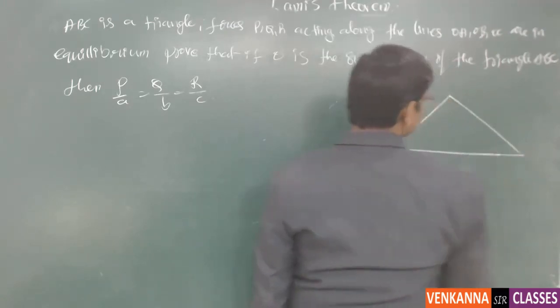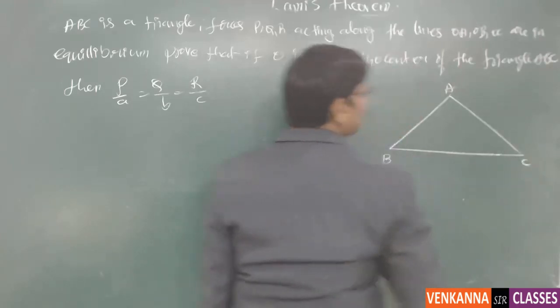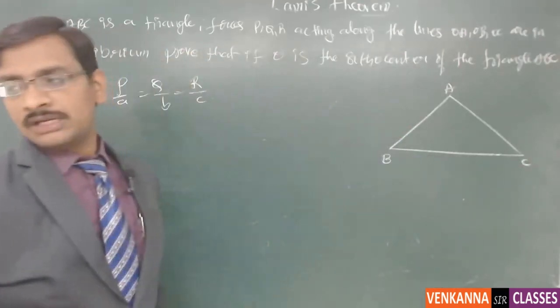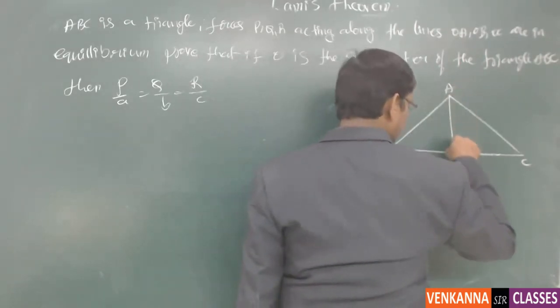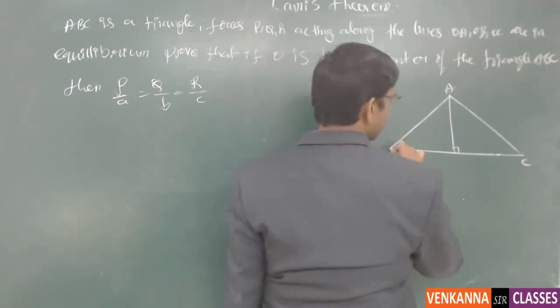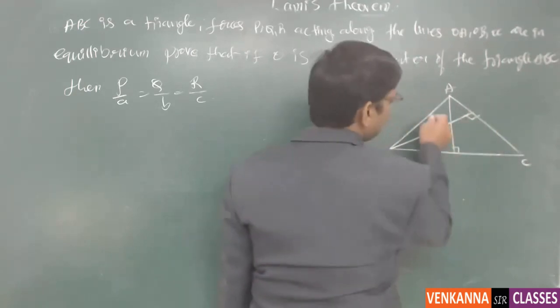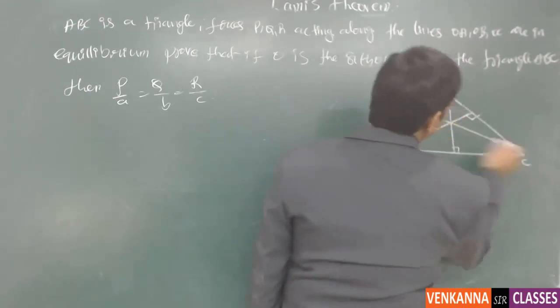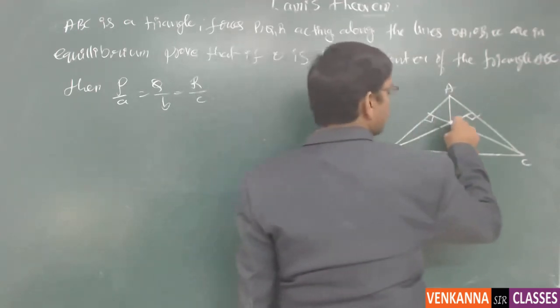Let us say this is the triangle ABC. And this one is the orthocenter. Orthocenter is nothing but the perpendicular intersection point. So this is perpendicular, and this is also perpendicular, and this is also perpendicular. So this center is the orthocenter now.